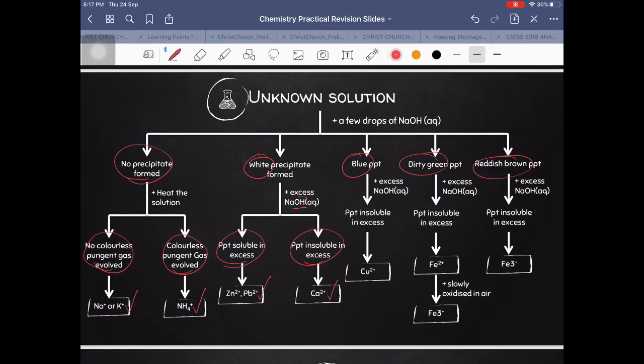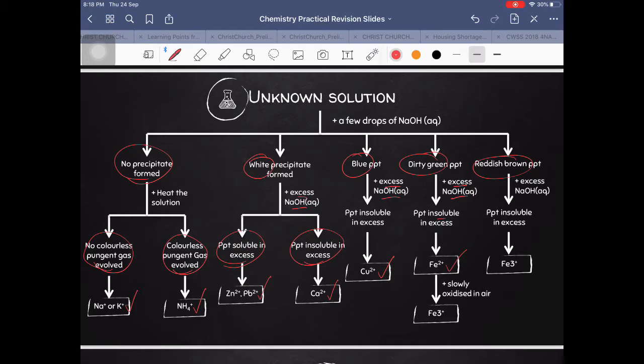If you observe a blue precipitate upon adding a few drops of sodium hydroxide, and in excess sodium hydroxide, the blue precipitate is insoluble in excess, this unknown solution would have contained the copper 2+ ions. And if you observe a dirty green precipitate upon adding the excess sodium hydroxide, and if this dirty green precipitate is insoluble in excess, this unknown solution would have contained the iron 2+ ions.